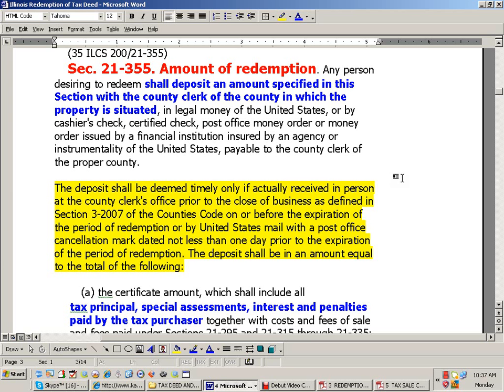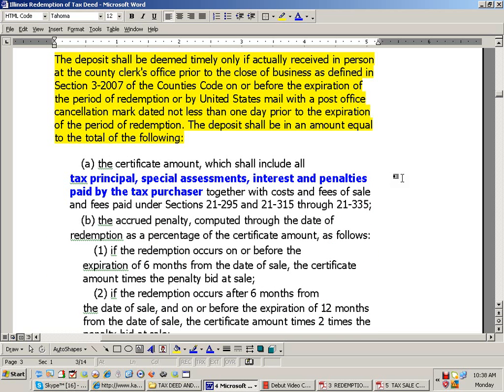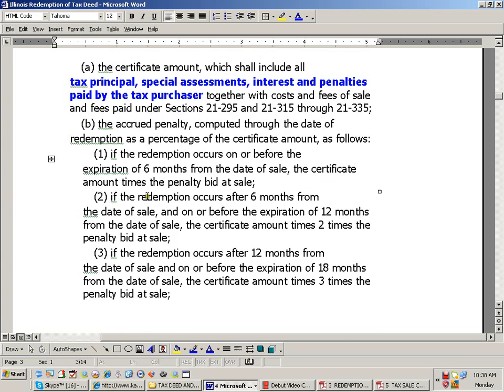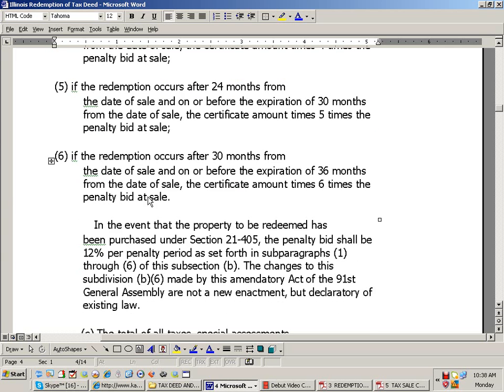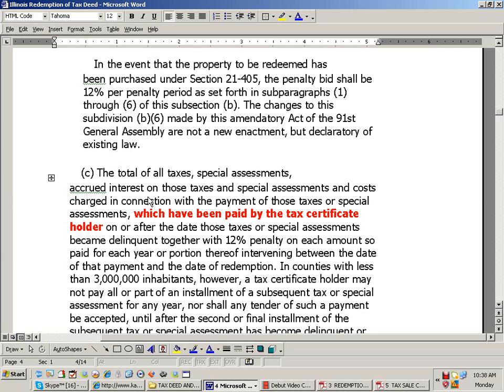The deposit shall be deemed timely only if actually received in person at the county clerk's office. So you're supposed to take it to the county clerk. I think that's where we're supposed to be paying our taxes. Prior to the close of business as defined in something or other. And then you have to pay the tax principal, special assessments, interest and penalties. It has a whole list of things that make up what this would be.